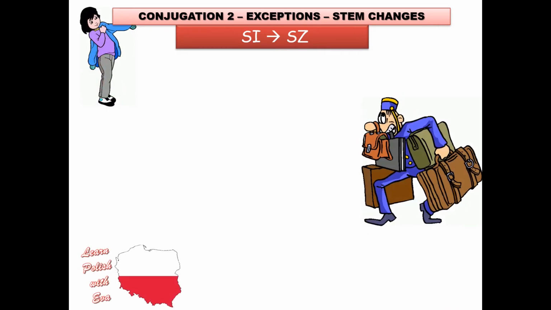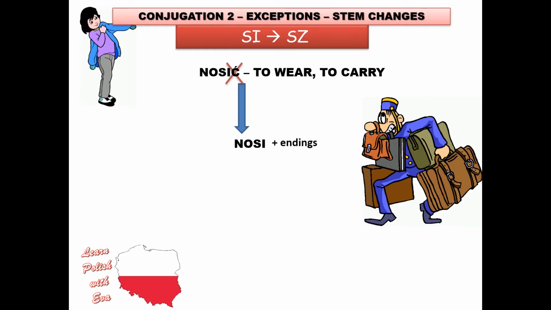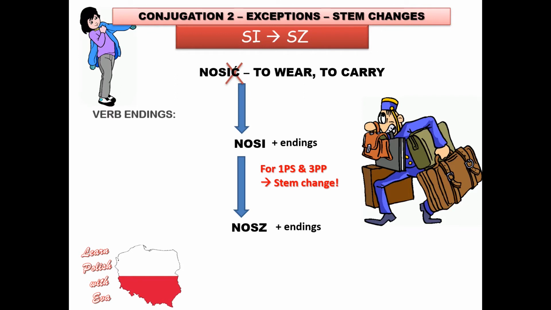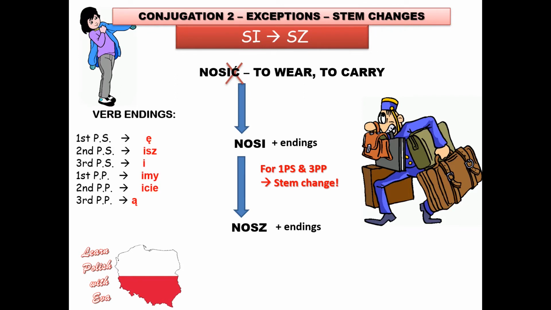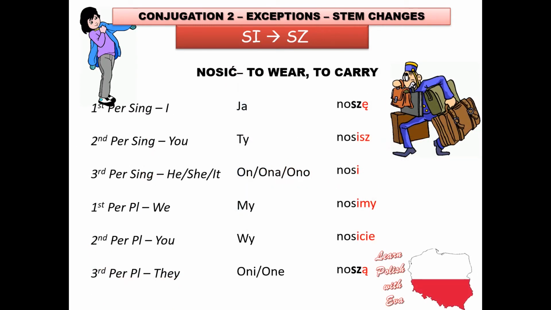Let's look at another verb for the same exception. si to sz. The verb nosić, to wear or to carry. So we will remove the letter of the infinitive, ć. We are left with nosi, and that nosi will take its adequate endings for all the persons except the first person singular and the third person plural, which will experience this stem change to nosz, and then they will take the verb endings as well. So following this rule, the final verb sounds like this.